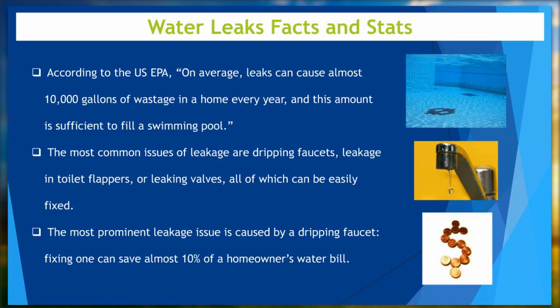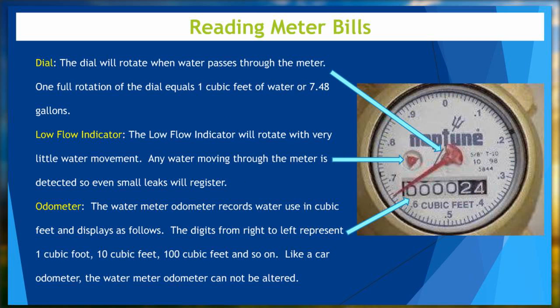Our most common issues of leakage are dripping faucets, leaking toilet flappers, or leaking valves, all of which can be easily fixed. And with the dripping faucet, which we talked about previously, fixing that can save almost 10% of a homeowner's water bill. So we can see that there are environmental as well as economic incentives for following through with these.